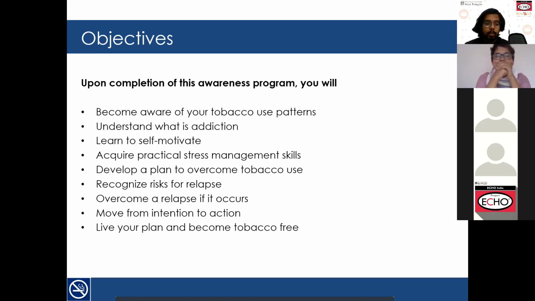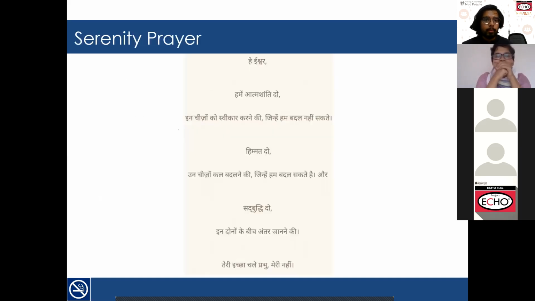What happens if a relapse happens and how to overcome a relapse. Move from intention to action, live your plan and become tobacco free. These are the few objectives of the program.